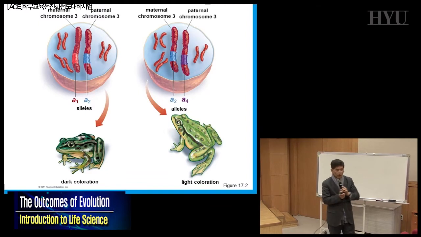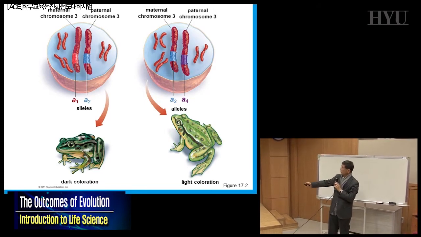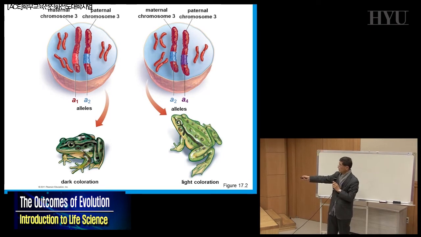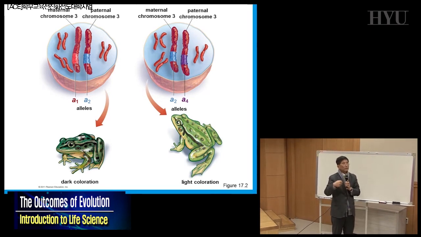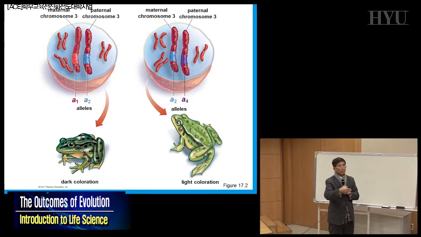Okay, so going back to that frog color. For example, let's say this chromosome, is it true frog has 4 sets of chromosomes? No, I don't know. But let's say chromosome 3 has a gene in this position that can determine color of frog, let's assume, okay? And let's say this frog has 2 alleles, which is A1 and A2, that expressed as a dark coloring, okay? A different frog has different alleles, A2 and A4, that cause a little bit lighter coloring, okay?